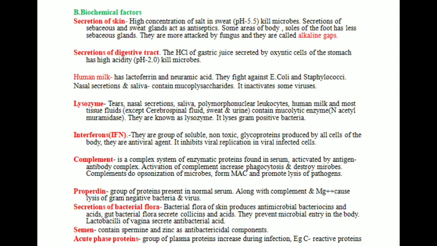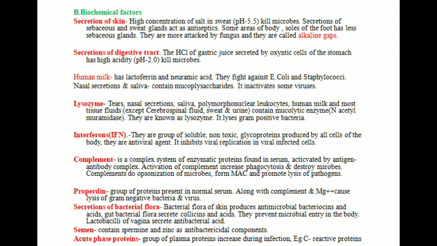Then complement is a complex system of enzymatic proteins found in serum. It is activated by antigen-antibody complex. Activation of complement increases phagocytosis and destroys microbes. The complements do opsonization of microbes by means of membrane attacking component, and they promote lysis of pathogens. Then properdin, a group of proteins present in normal serum. Along with complement and magnesium ions, the properdin causes lysis of gram-negative bacteria and virus.